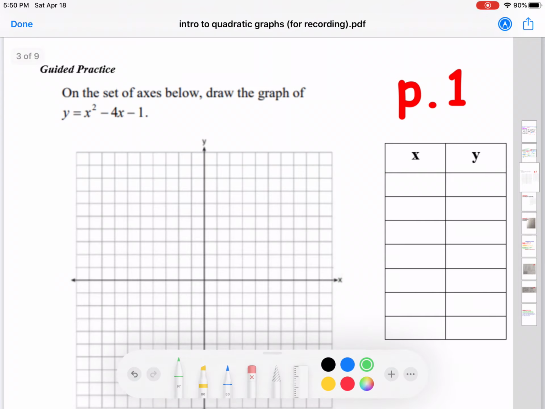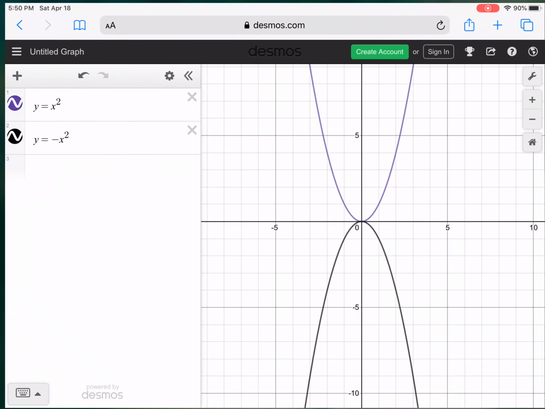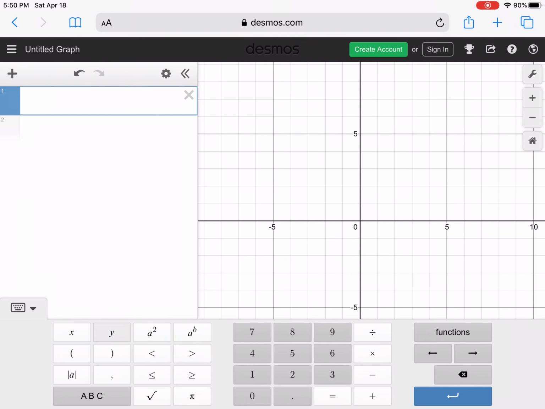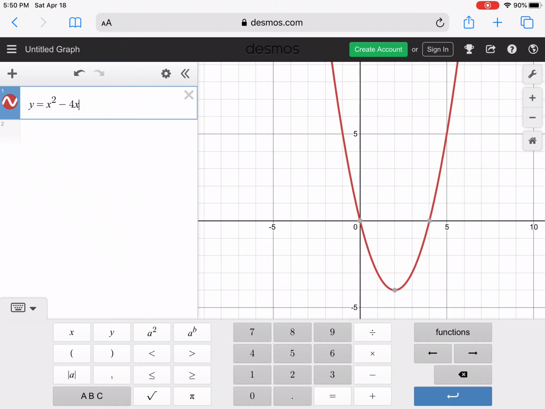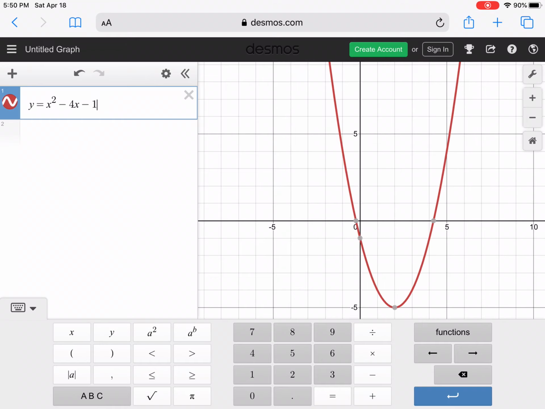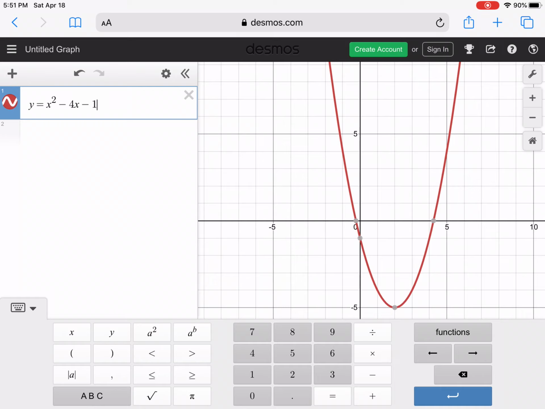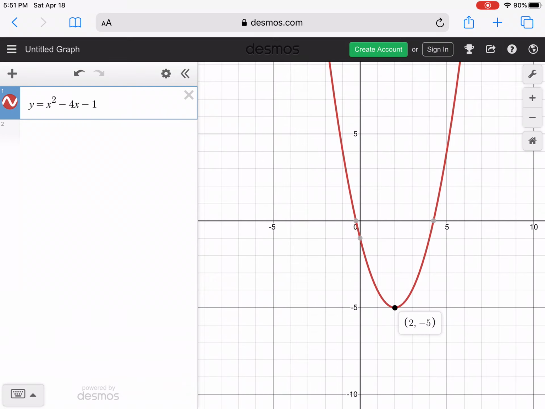So now our task here is to graph y equals x squared minus 4x minus 1. Again, we'll let our calculator do the work for us here. So we'll come back to our calculator, clear out what we have. And we're wanting to graph y equals x squared minus 4x minus 1. Now again, I notice that there are a lot of points here. If I zoom out, I notice there's a lot of different points I could choose, but we talked about this important point right here, which is our vertex.